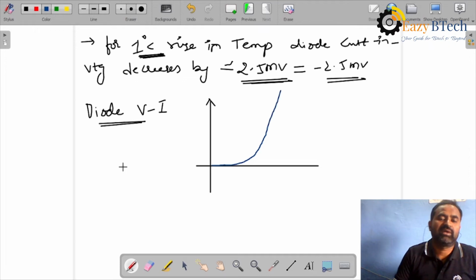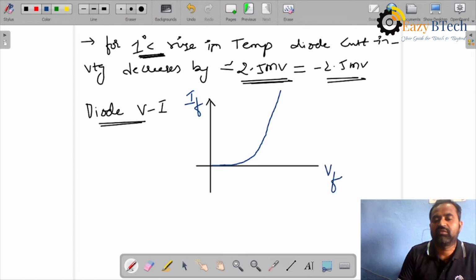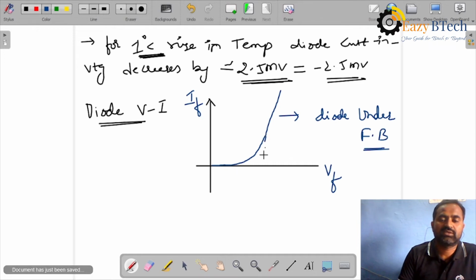This is a forward bias characteristic. It is IF, this is VF. Diode under forward bias. Now this we know as V gamma, the cut-in voltage. V gamma cut-in voltage is 0.7 volts.